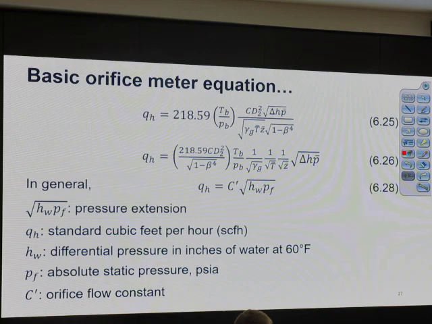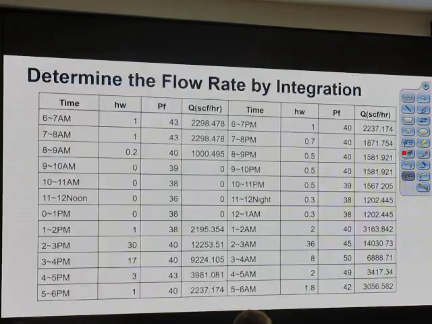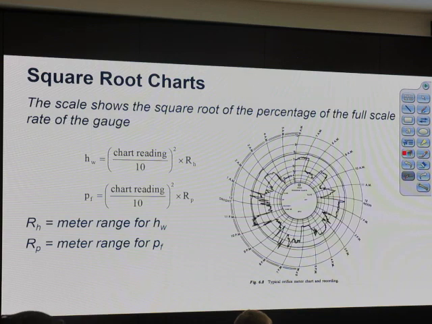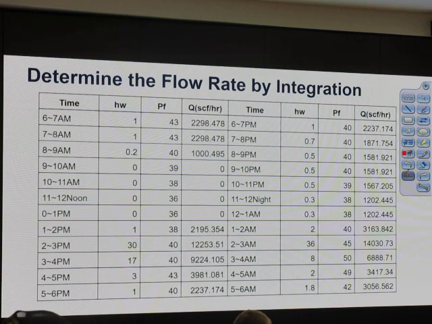There is another kind of chart. The first one is linear. Another one is square root. Square root has another way to calculate it, with chart reading over 10 square something. We don't cover this, just so you know.